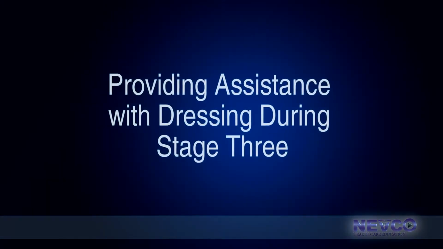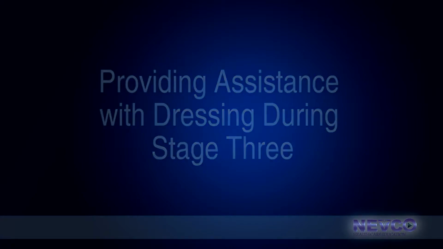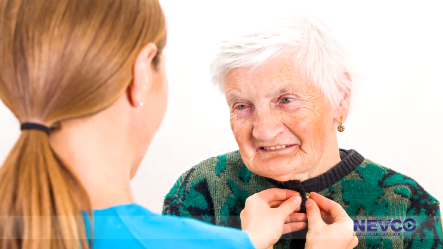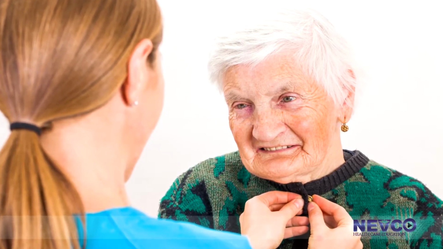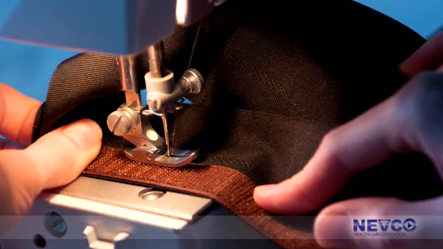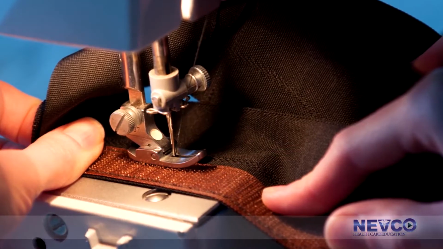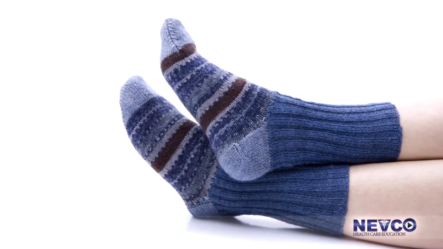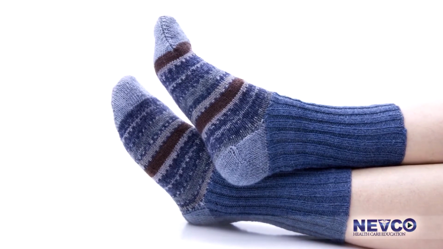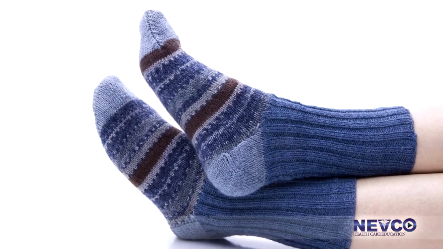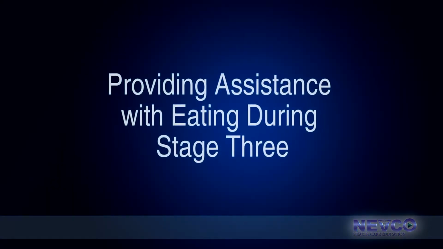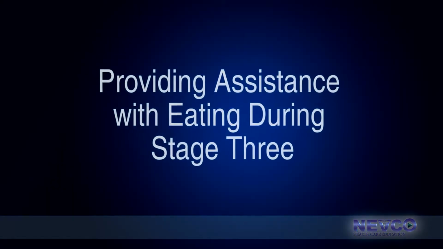Providing assistance with dressing during stage 3. Select loose, comfortable clothing that is easily washed. Consider adaptive clothing with Velcro. Loose-fitting socks will promote comfort and decrease friction on the bed and chairs, which will decrease pressure. Providing assistance with eating during stage 3.